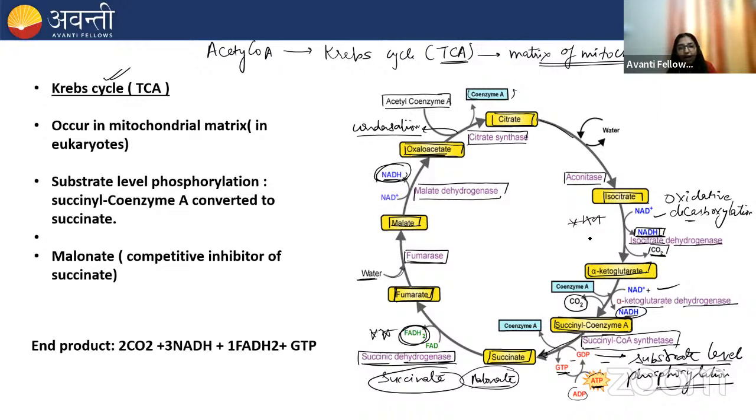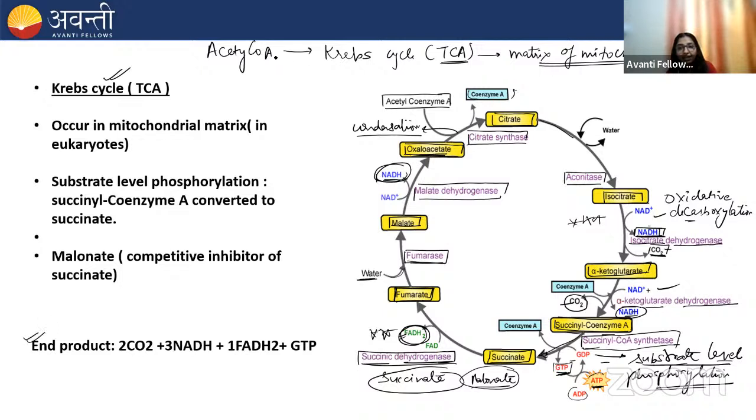So in total, 3 NADH are forming, 1 FADH2 is forming, 2 CO2 are releasing, and 1 GTP is forming. These are the end products of the Krebs cycle.